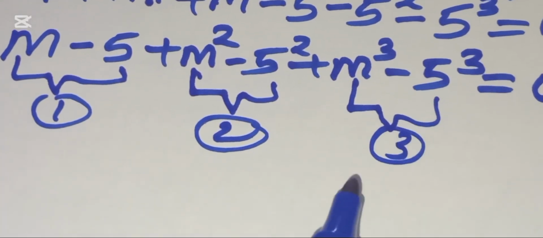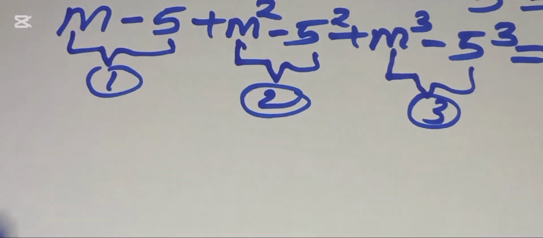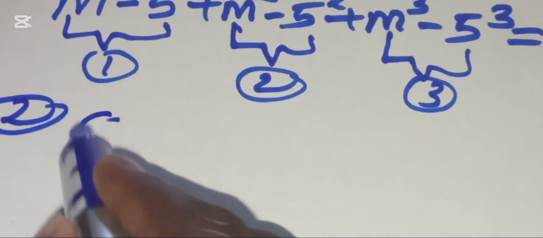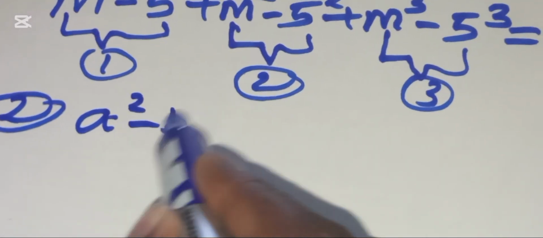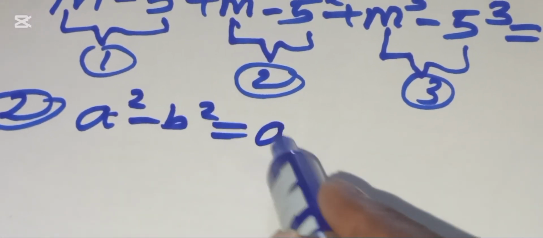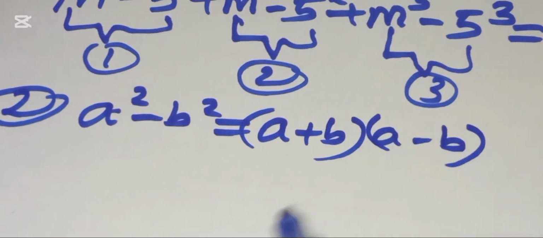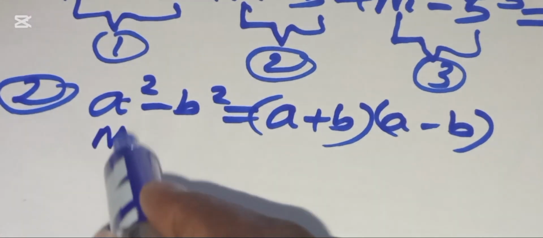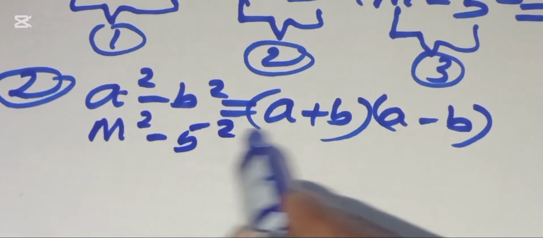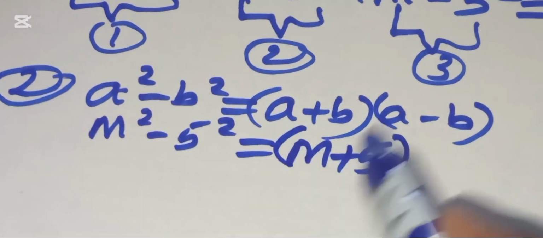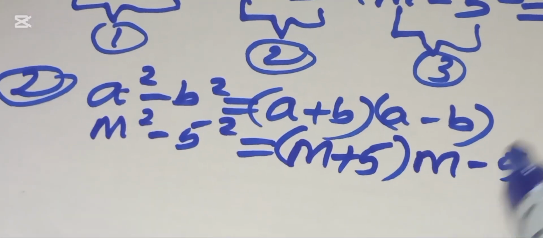If you check the second part, this is actually the difference of two squares, expressed as a squared minus b squared, which we can express as a plus b, a minus b. Now m squared subtract 5 squared is the same thing as m plus 5, m minus 5.